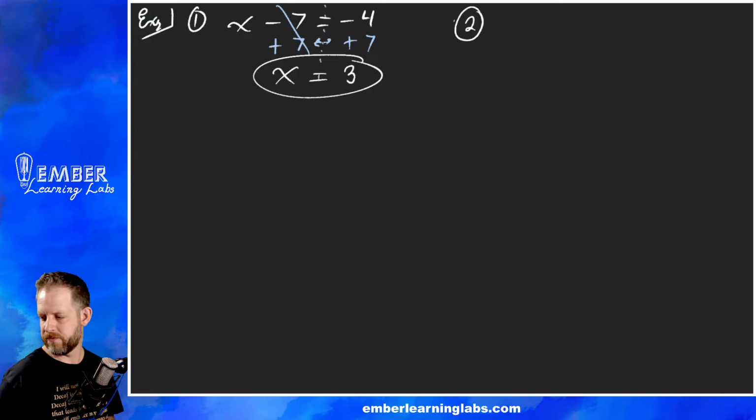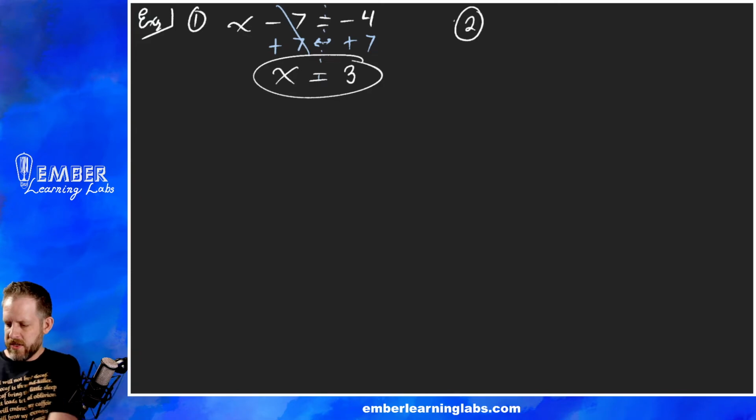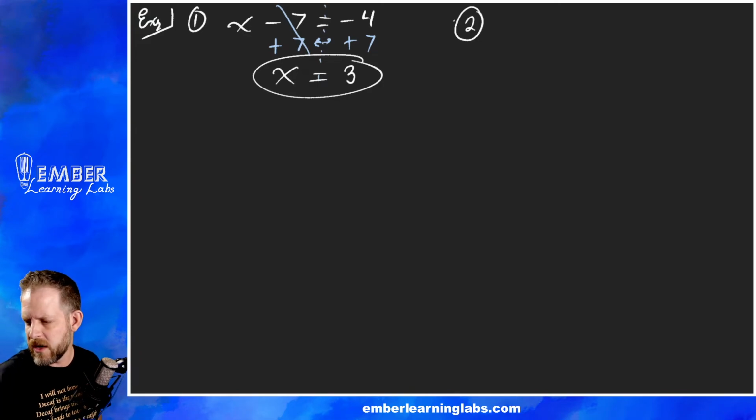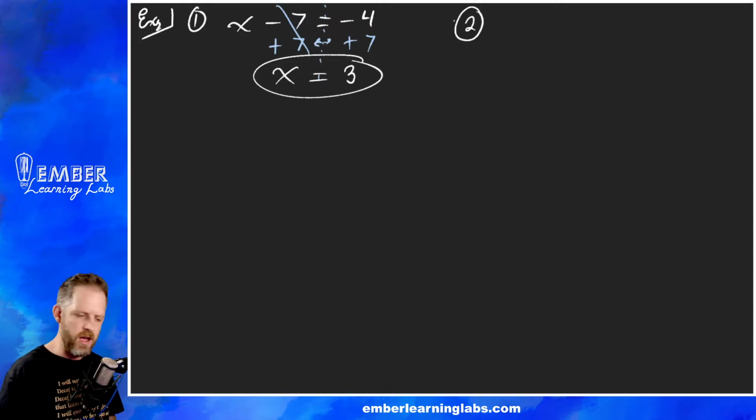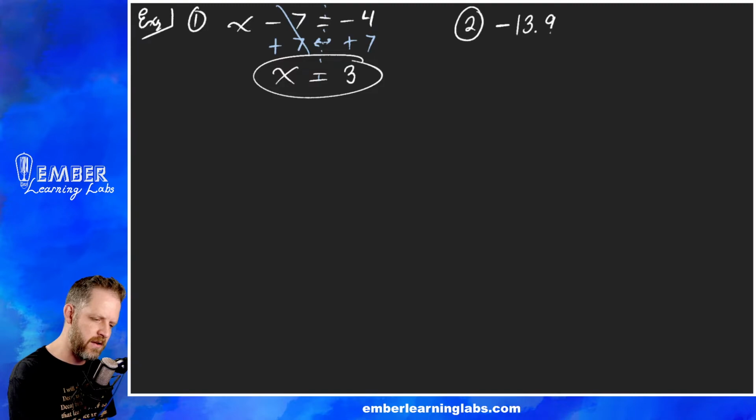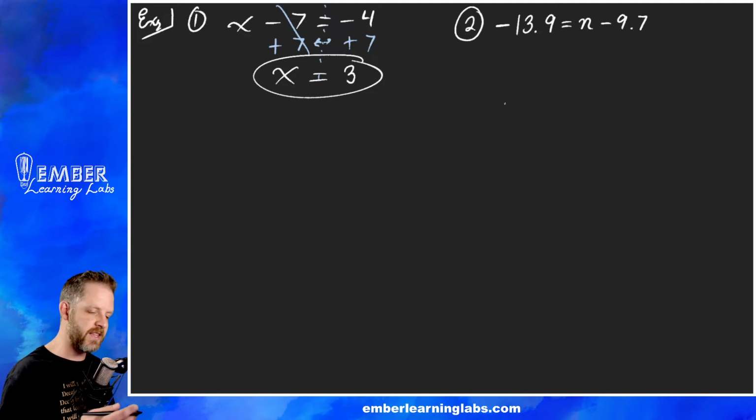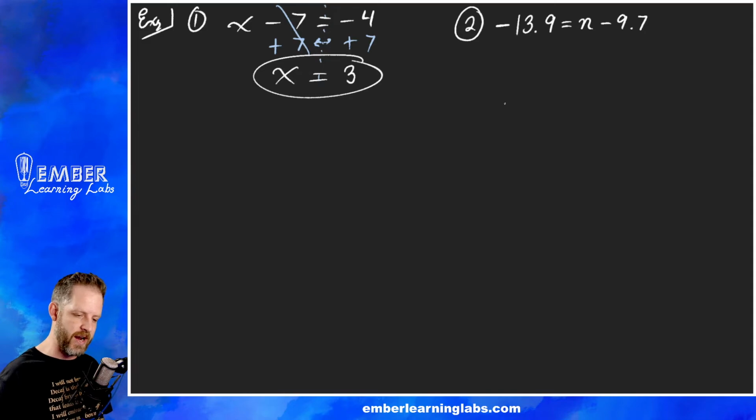Example number 2. Let's see, I think we're switching my, oh, nope, I was wrong. Okay, so let's do -13.9 equals n minus 9.7. So our goal here, just like before, is to get that variable all by itself, right?